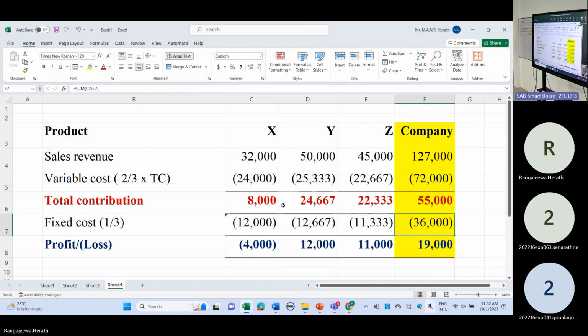Business continues with the loss-making product because you don't like to damage your brand. Or sometimes they may continue certain sections that will give them some benefit.